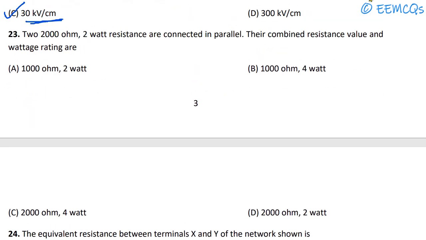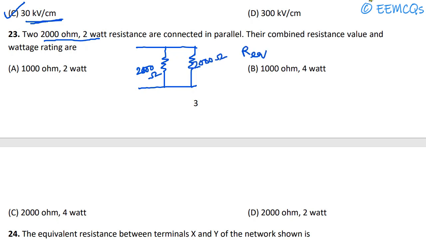Now question number 23. Two 2000 ohm 2 watt resistances are connected in parallel. Their combined resistance value and wattage rating are. So basically the resistances are connected like this. This is of 2000 ohm. This is of 2000 ohm. So definitely Req will be 2000 divided by 2, that is 1000 ohm.